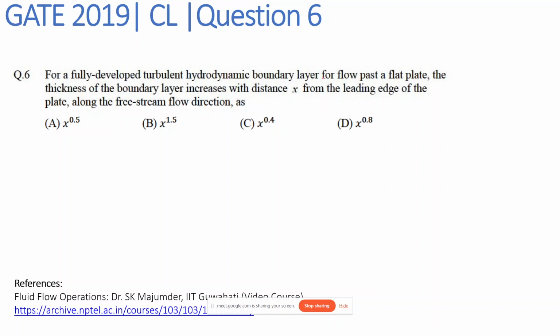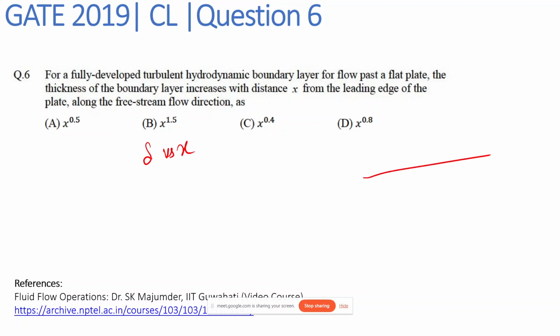So now let's take a look at a similar question. This is again question number 6 from 2019, and here we are given that for a fully developed turbulent hydrodynamic boundary layer for flow past a flat plate, the thickness of the boundary layer increases with distance x from the leading edge of the plate along the free stream flow direction as dash. Basically, in this question, we have been asked to find the relation between delta versus x.